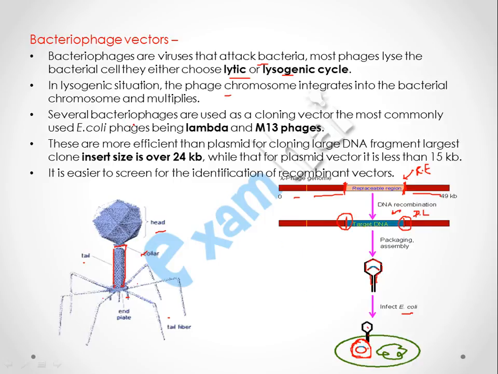Okay, so several bacteriophages are used as cloning vectors, and the most common are lambda and M13 phage, and these are more efficient than the plasmid, because we can insert over 24 kb, whereas for a plasmid vector we can insert only 15 kb. So we can insert a larger DNA fragment into a bacteriophage, and it is easy to screen the recombinant vector.